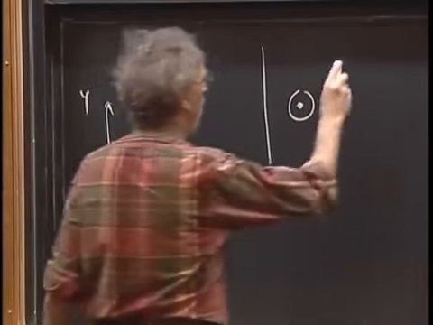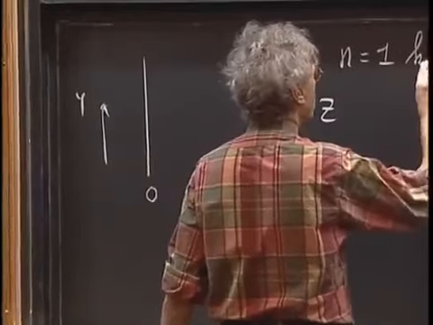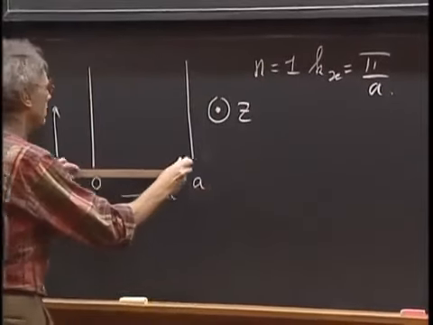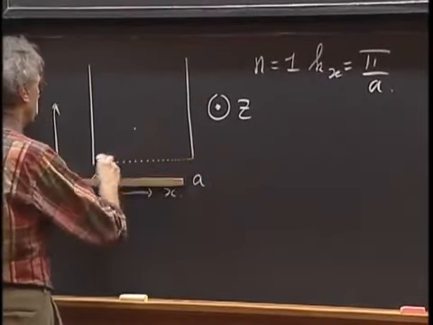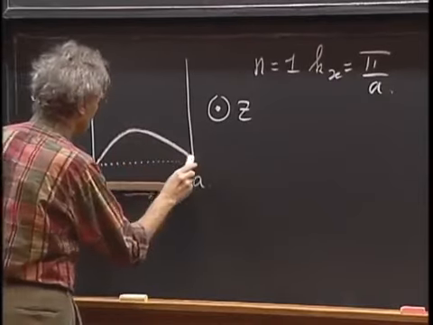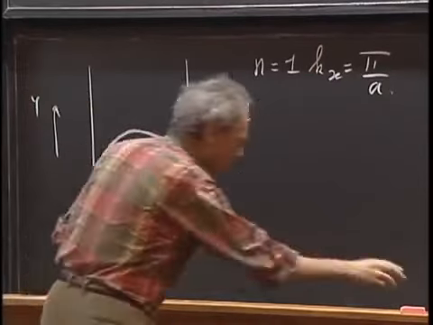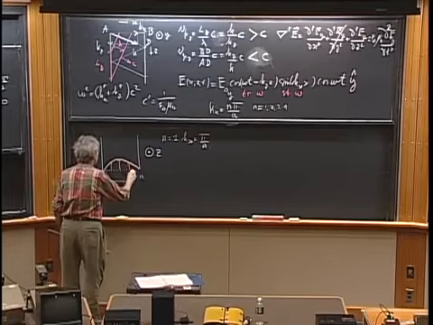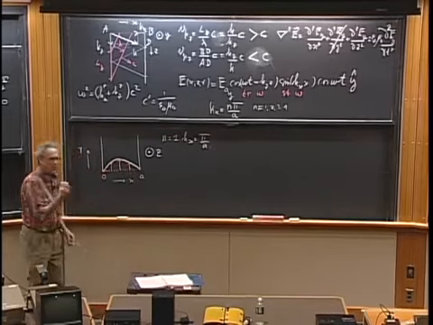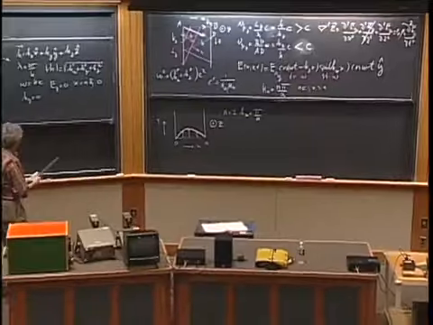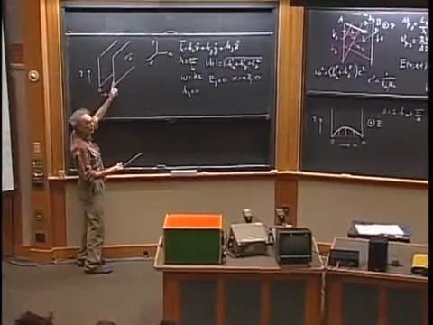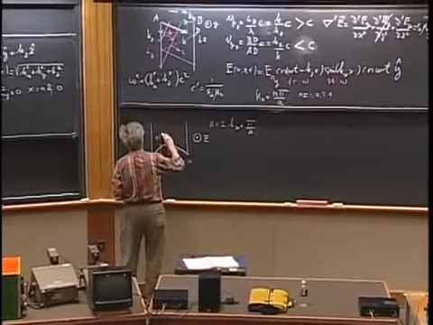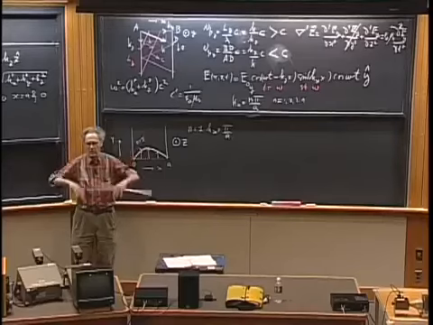Then for n equals 1, kx is going to be pi over a, and that is this wave. That's the sinusoid. And so at a particular moment in time, the E vectors would then be like this. And you see they vanish here and they vanish here. There can be no tangential component in this plane here, and there can be no tangential component in that plane here. And so this is then n equals 1. And of course it oscillates like this. It's a standing wave.